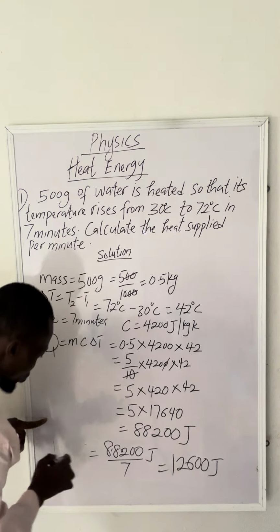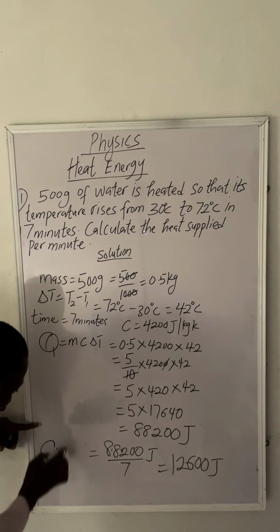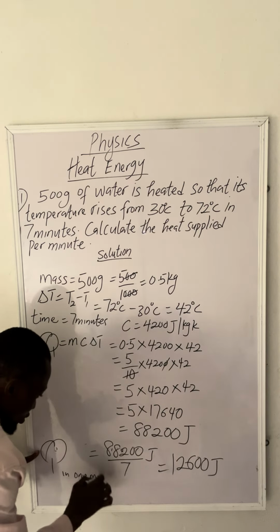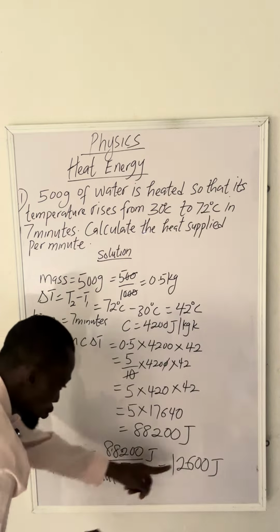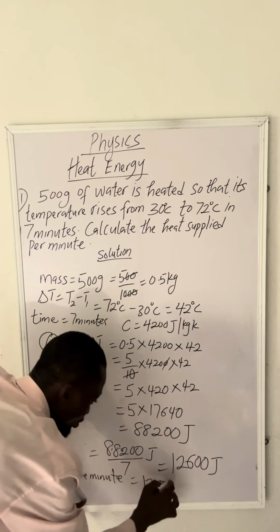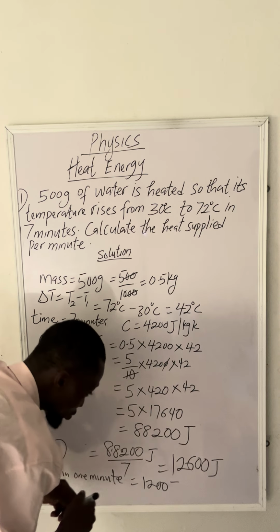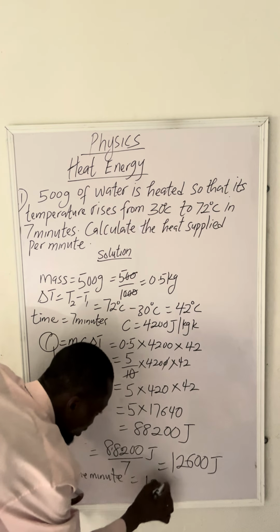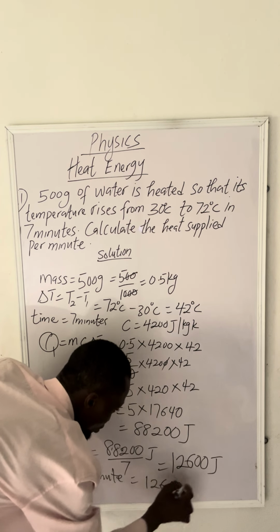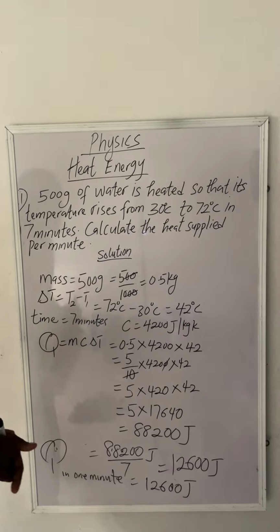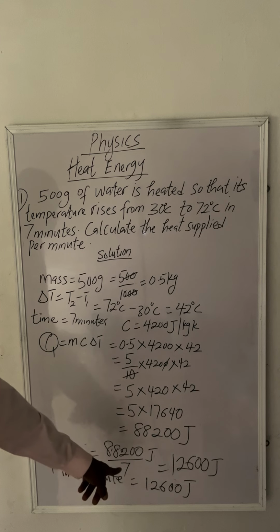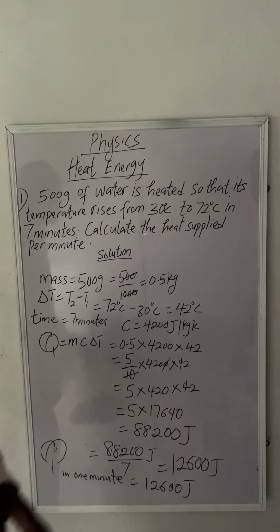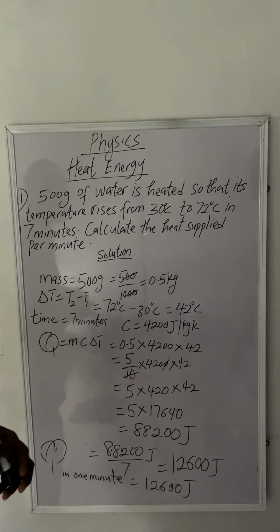So the quantity of heat, the Q, the quantity of heat in 1 minute is equals to 12,600 joules. So the quantity of heat supplied in 1 minute is going to be 12,600 joules. So that is how to solve this question. I hope this is okay. Thank you.